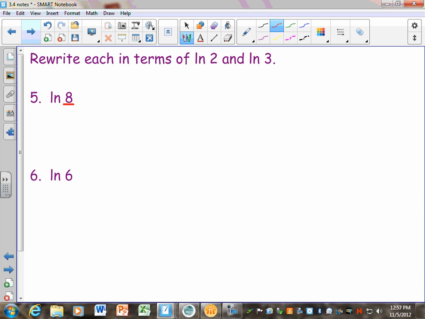Maybe we should do the 6th one first. I feel like that one's easier. Let's do this one first. Can I rewrite 6 using 2 and/or 3? How can I put 2 and 3 together to get 6? I can multiply them, yes? So could I rewrite this and say ln of 6 is the same as ln of 2 times 3? Is that the same as ln of 6? And then the property says, what can we do with multiplication? We can break that up into addition. So this is the same as saying ln of 2 plus ln of 3.